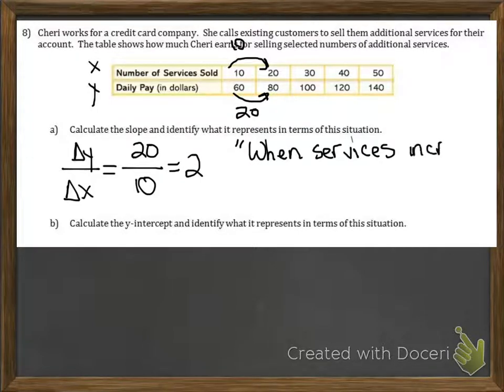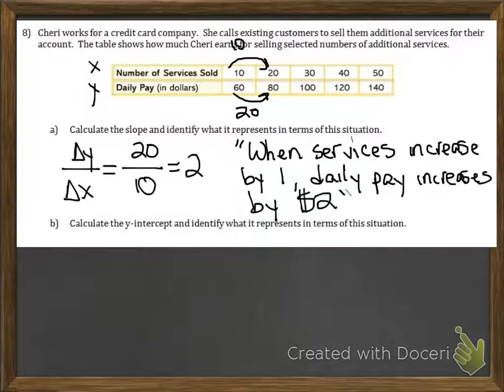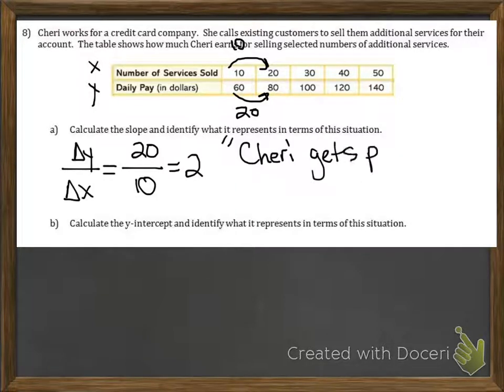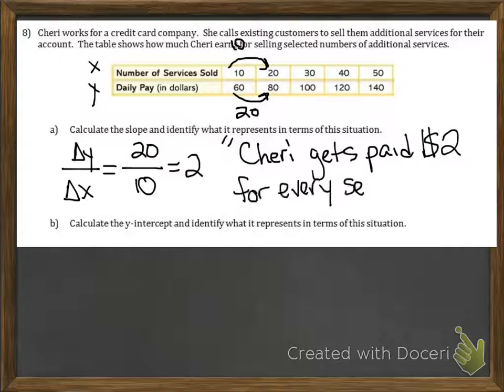So here's one way that we can explain what the slope means in terms of this situation. When service increases by 1, daily pay increases by $2. Another way that you could say that is that Sherry gets paid $2 for every service that she sells.